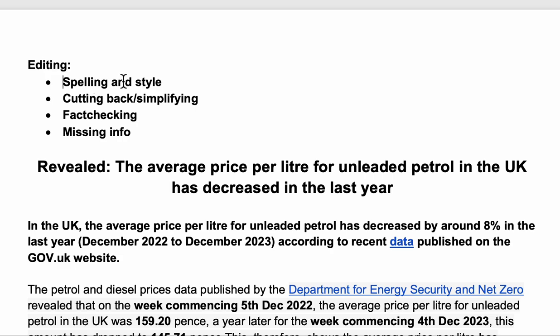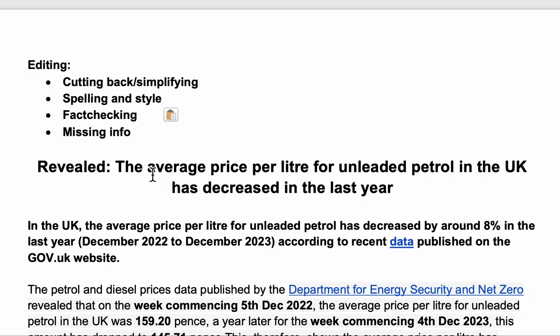We've checked the structure. What about spelling and style? In fact, I'm going to move that down here because there's no point spell checking stuff if you're going to cut it out. So let's start with cutting back first. So let's start with the headline. The average price per litre for unleaded petrol in the UK has decreased in the last year.